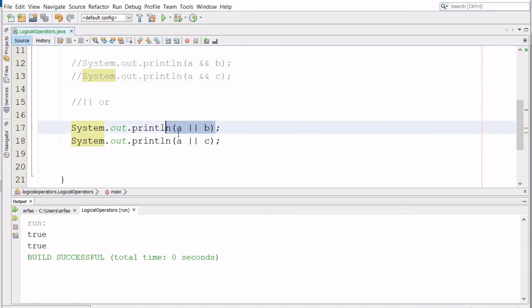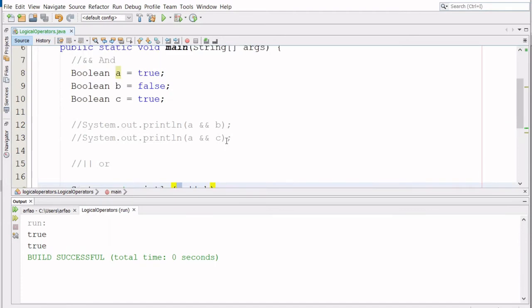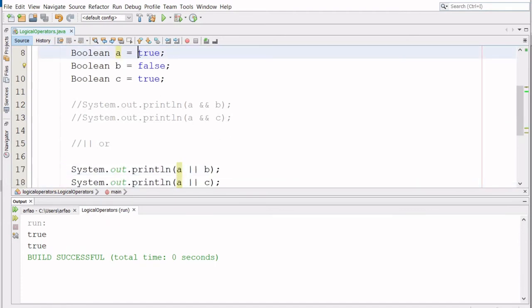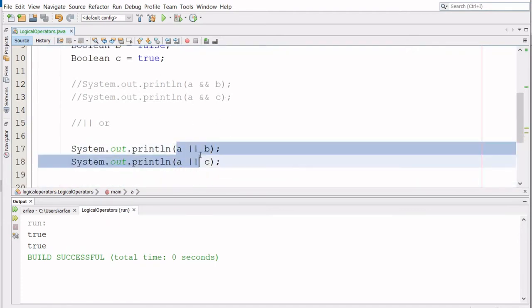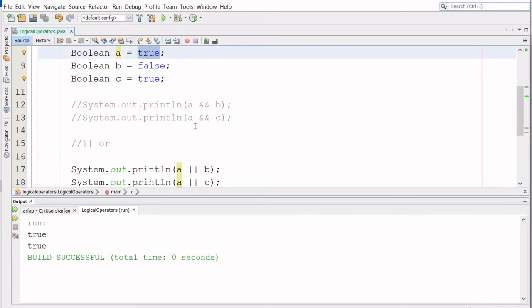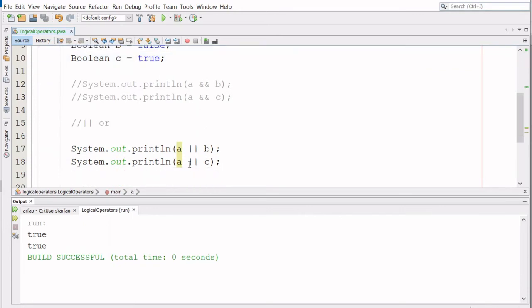So this gave us true because A is true, B was false, right? So B is false, A is true. Therefore, one of the sides is enough. One of the expressions is enough to make this whole expression true. The second example here, A or C. C is true and A is true. So automatically, the whole outcome is going to be true.